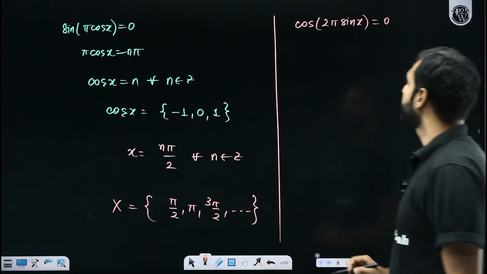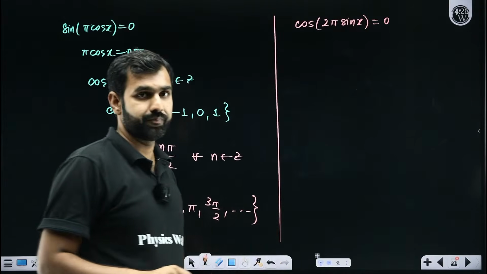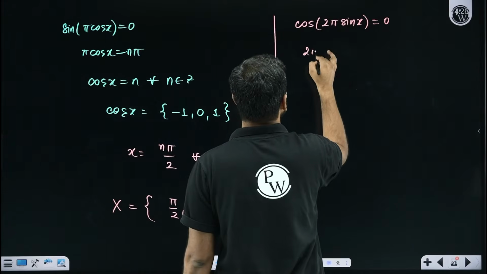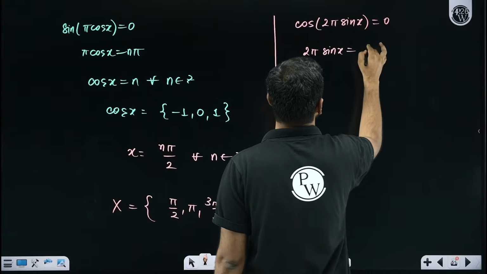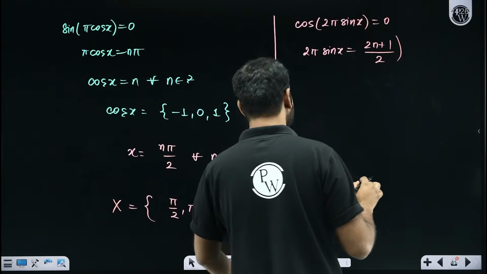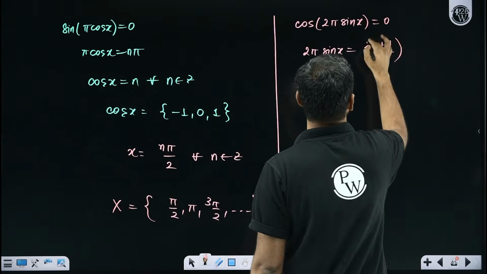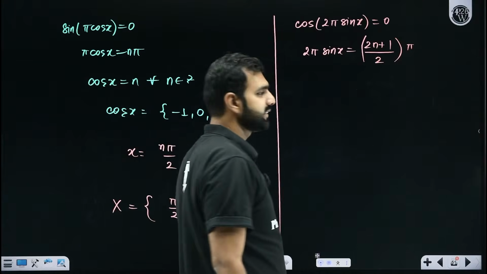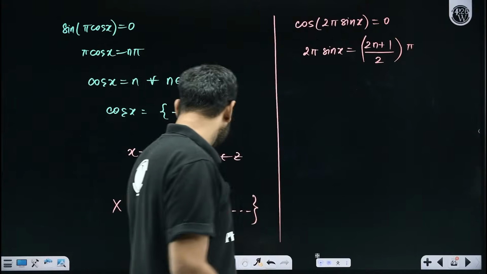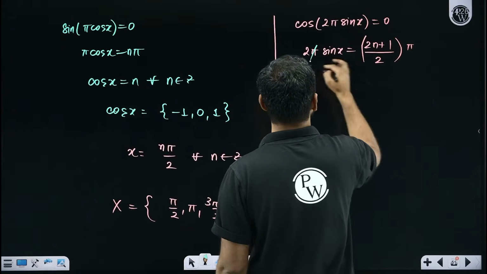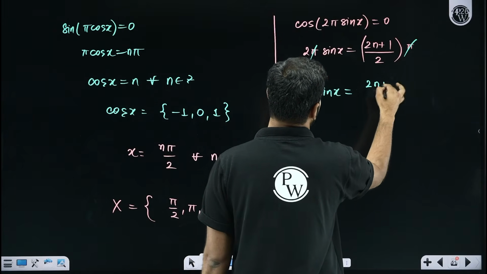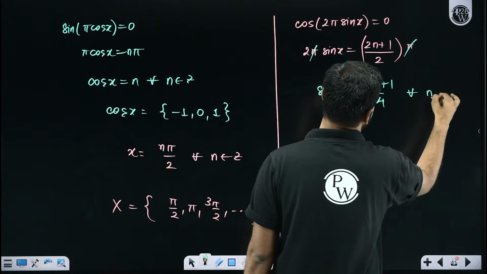Everyone getting this? Cos of anything is 0 at all the odd multiples of pi by 2, which means this angle here, 2 pi times sin x, should be (2n plus 1) by 2 times pi. Yes, 1 by 2 will also be there because a pi by 2 can be written like this. Did you all get this part, or shall I re-explain this? With that, are you all not noticing that this pi and this pi are cancelled? So sin x we receive as (2n plus 1) by 4, where n is an integer.